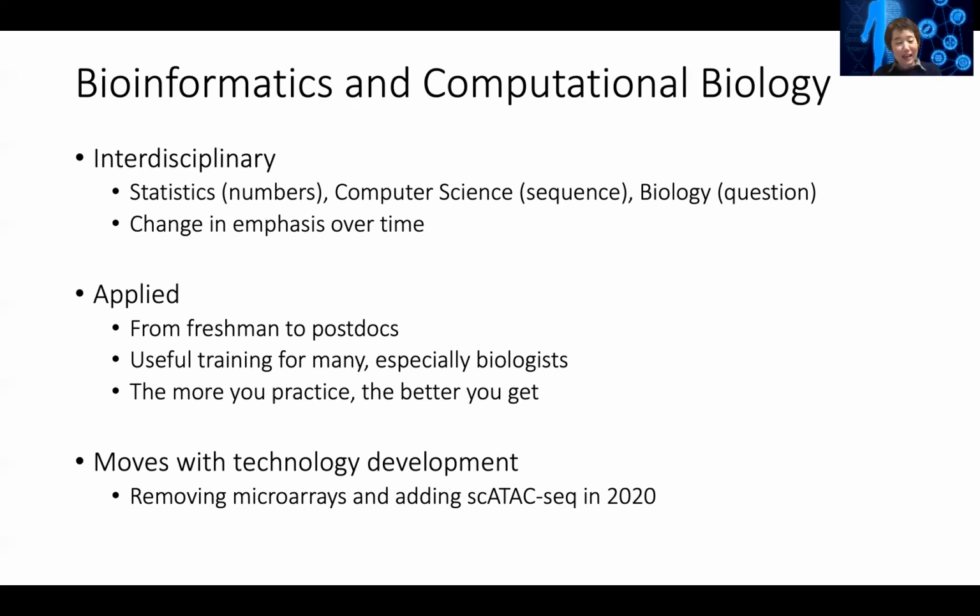And so recently, you can see in this course, for many years, we covered microarrays. But last year, we decided to take that out, and we added more coverage on single-cell RNA-seq and single-cell ATAC-seq. And so even though not all the old problems are solved, the new techniques, because they're so powerful, create a lot more computational challenges as well. And so the scientists would just move on to the next exciting questions.